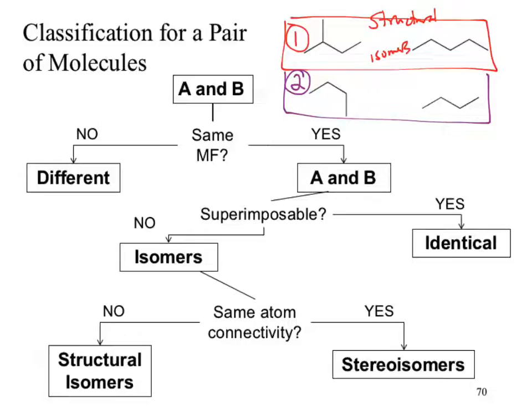So we follow our flow chart to our yes, which then says, oh, great, we still have A and B. So we move to the next question in that. Are they superimposable? Superimposable is a tricky concept to get. Okay? It is overlaying two things so they occupy the same space.